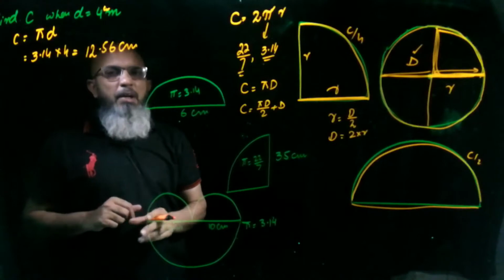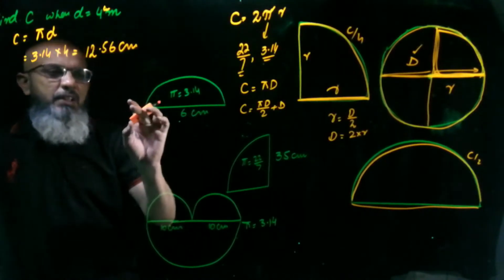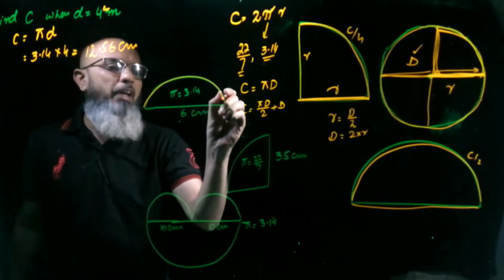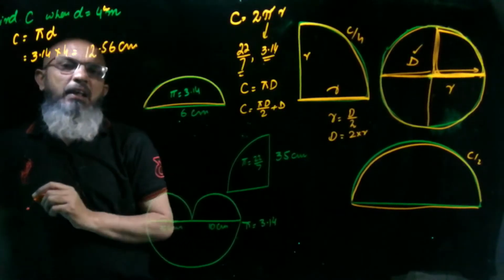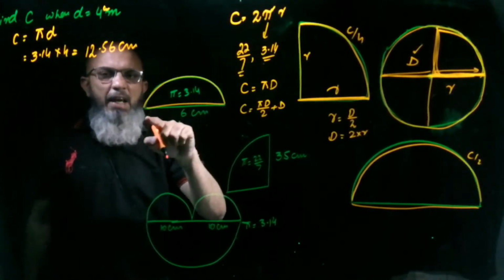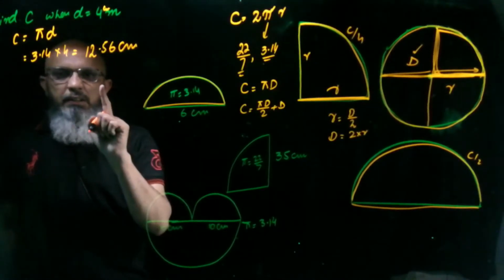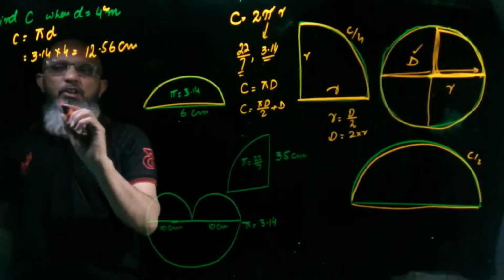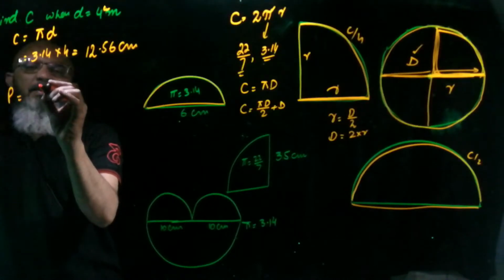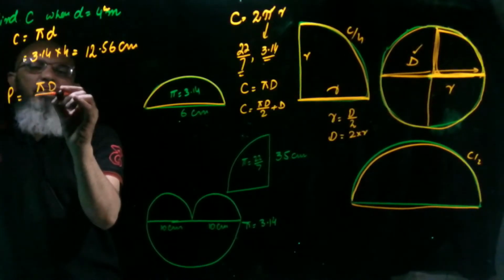So now come to this shape. The question is to find the perimeter of this shape, which means we have to find the distance from here, and then we will have to add this distance. So it's a semicircle. What is this, a diameter or a radius? That is a diameter. So what is your formula for the perimeter? That is pi d divided by 2.